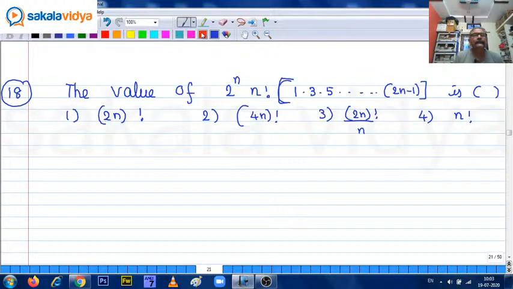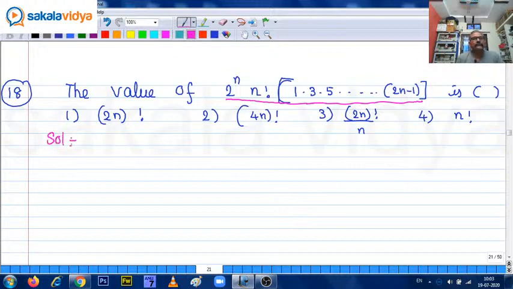Okay, the value of 2 to the power of n times n factorial times 1 into 3 into 5 into and so on 2n minus 1 is either 2n factorial or 4n factorial, 2n factorial by n, n factorial. n factorial cannot be equal to this one because n factorial equals n times (n minus 1), (n minus 2) and so on, 3 into 2, 1. Fourth option will be eliminated, either first or third. So let us first take 2n factorial, let us simplify now.